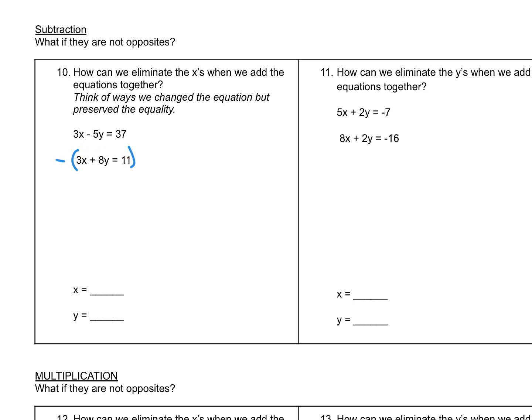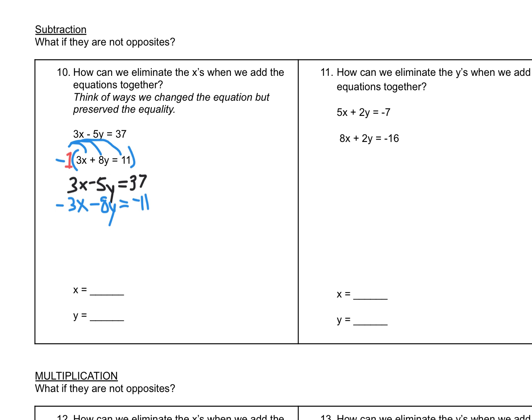One of the things I find kids don't do very well is remembering to distribute this negative through. This is why I think of this as actually a -1. And I tend to just rewrite the whole thing so that I can just add my equations together. So I kept the top equation the same, 3x minus 5y equals 37. Bottom one, again, if you're subtracting, you're essentially turning these all into the opposite sign. So I get -3x minus 8y equals -11.